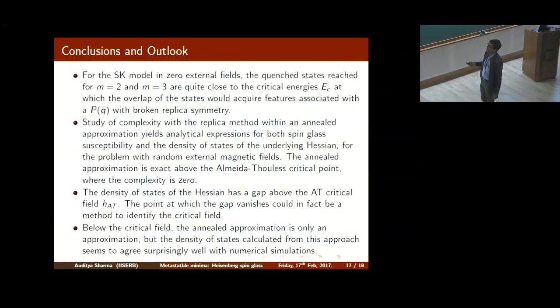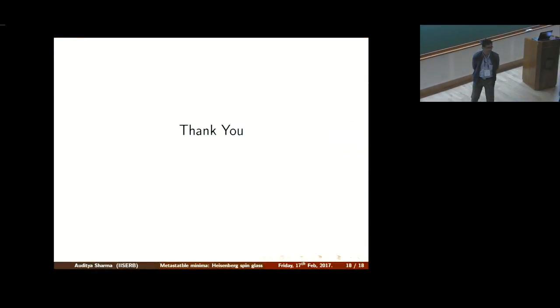In conclusion, these quenches give us energies which are very close to the critical energy associated with replica symmetry breaking features. The study of the complexity within the replica method with an annealed approximation yields analytical expressions for both the spin glass susceptibility and the density of states. There is a way to access the Almeida-Thouless line critical point, and below the critical field the annealed approximation is only an approximation, and still the density of states seems to agree excellently with numerical simulations. Why it does so is something we want to get an explanation for. Thank you for your attention.